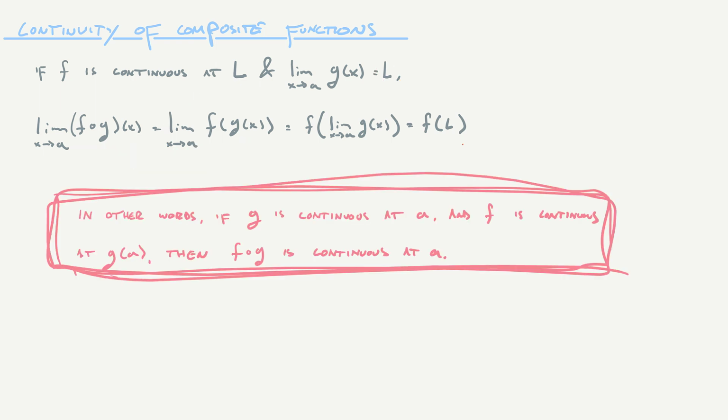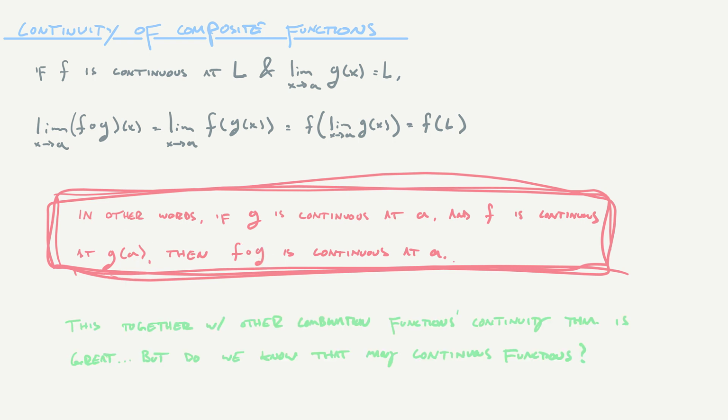So I kind of paraphrase this, and this is how I think about it. In other words, if g is continuous at a and f is continuous at g of a, then the composite function f composed with g is also going to be continuous at a. Function composition is that thing where you're plugging one function into another function. And so if we're starting with a and we're saying, oh, hey, this is continuous at a, and then f is continuous at g of a, then f composed with g is continuous at a. That's the way that that works. Okay, now this, together with the other combination functions continuity theorems, is pretty cool, right?